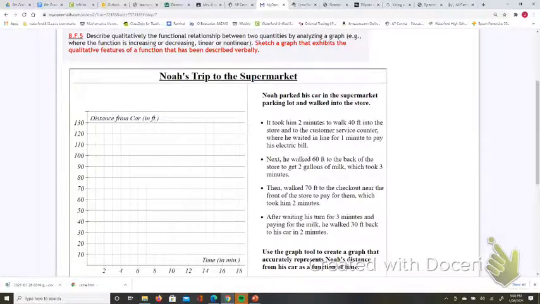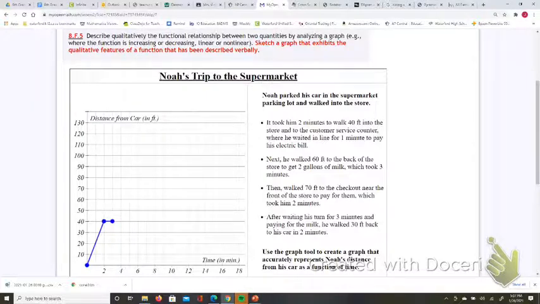It took him 2 minutes to walk 40 feet into the store. So we're going to start our graph at the bottom, and he walked 40 feet, and it took him 2 minutes. So we put a dot right there. Then it says he waited in line for 1 minute to pay. So we put a dot right there. Okay, now we're on the second bullet.